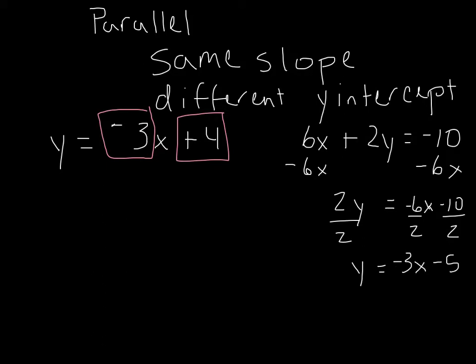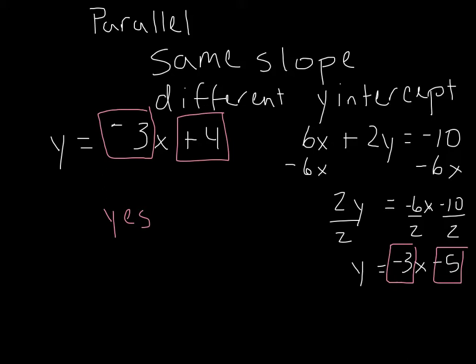So let's look. Our slope in this one is negative 3, and the slope in the other one was negative 3, and our y-intercept is negative 5 instead of positive 4. So yes, they are parallel lines, because their slopes are the same and their y-intercepts are different.